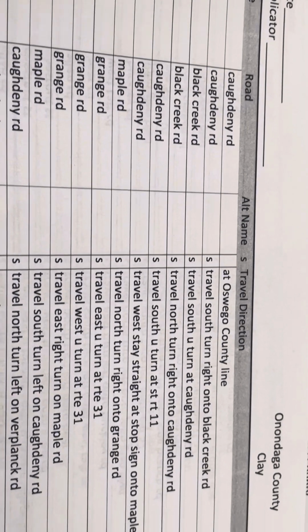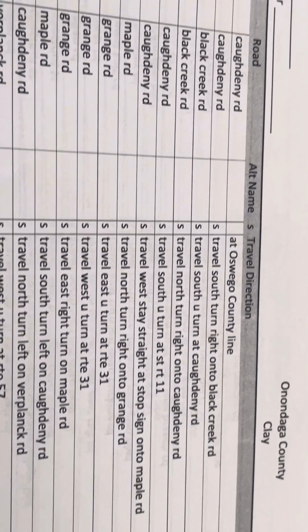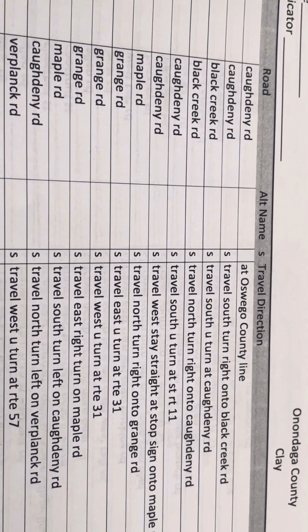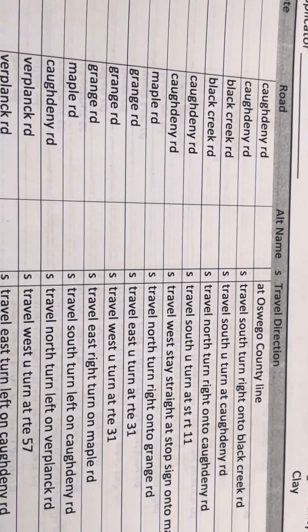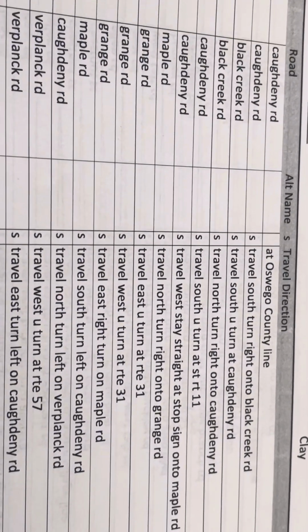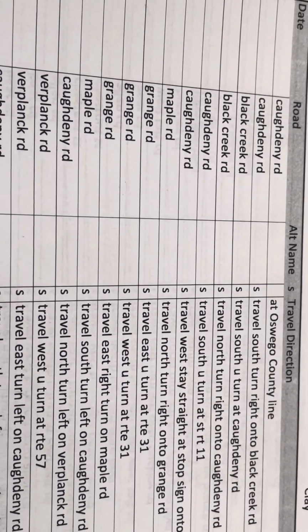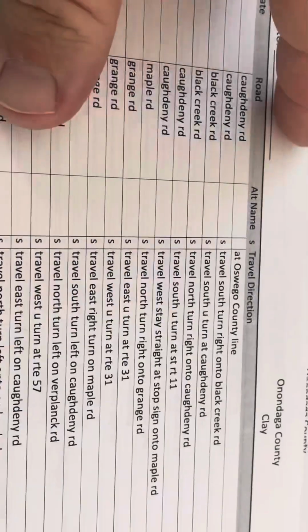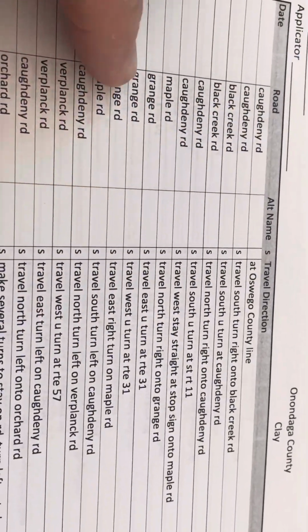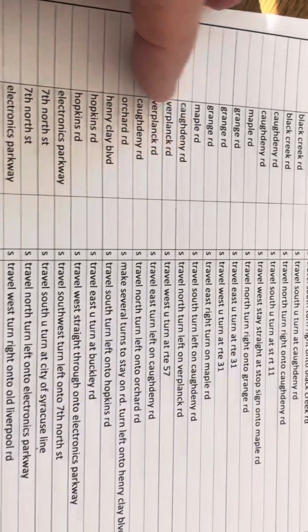Next line, Maple Road. Travel north, turn right onto Grange Road. Next line, Grange Road. Travel east, U-turn at State Route 31. Next line, Grange Road. Travel west, U-turn at State Route 31. Next line, Grange Road. Travel east, turn right onto Maple Road. And that takes us right back to where we were starting, and it just continues on and on and on. And literally there are hundreds of lines that we have to go on.